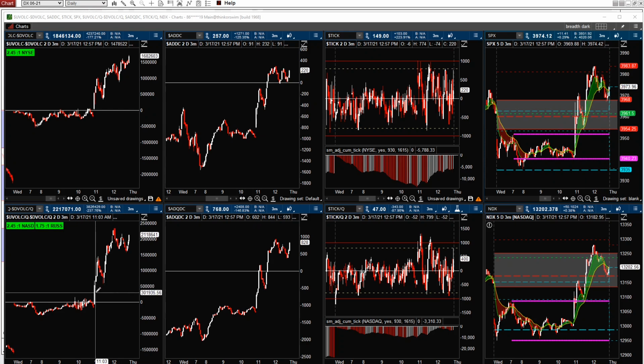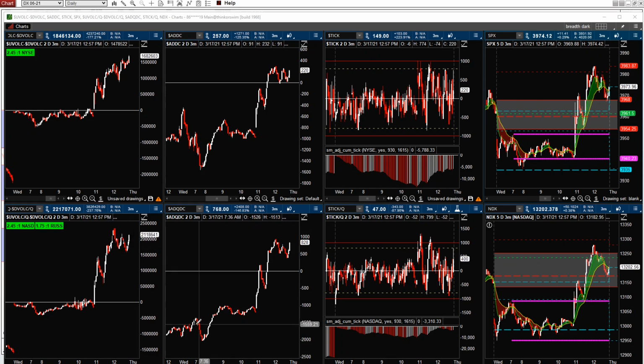Similarly, if we look at the NASDAQ, right, the NASDAQ up-down volume also is pretty negative throughout the entire morning. Then after the Fed announcement, it turned positive and stayed positive throughout the remaining session.